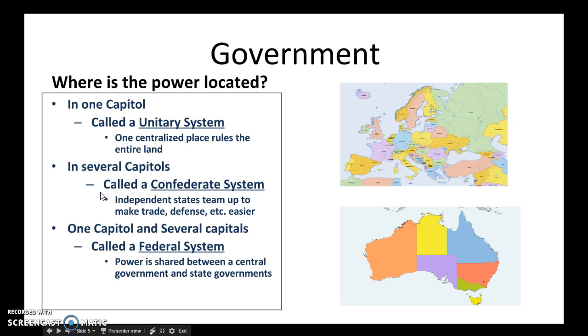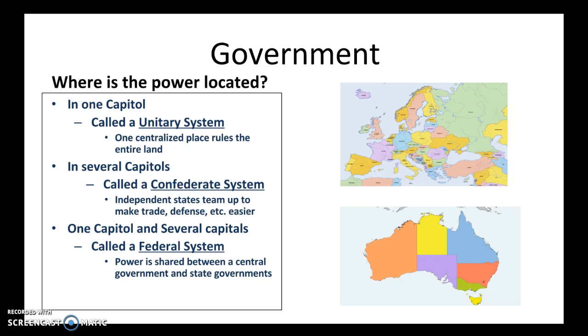An option that is completely different than that is what we refer to as a confederate system. A confederate system involves a territory that is divided up into independent states. These independent states each have their own leadership, their own capital, a place that makes the rules for them, but they might kind of team up with one another, group together to make common decisions that involve trade or protection from other countries, things like that.